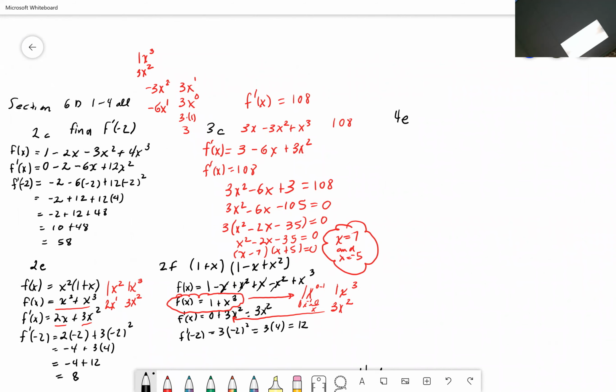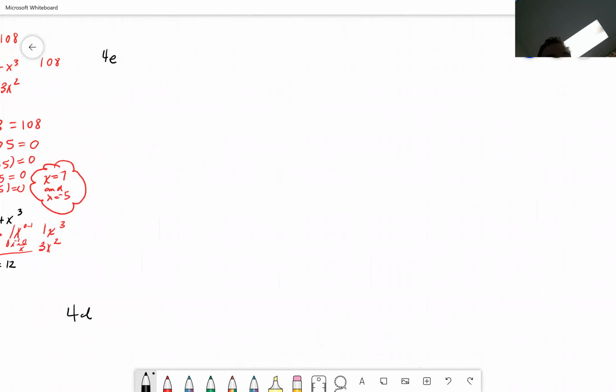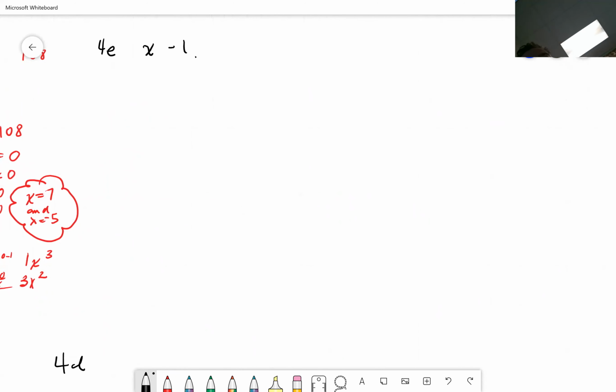Okay, next one. This one says that they want you to just differentiate it. So you have, I think it's x minus 1 over x. This is the function they give you, right? So this is x to the first power minus, what is this here? How can you rewrite that? Is that right? So now you can do it.